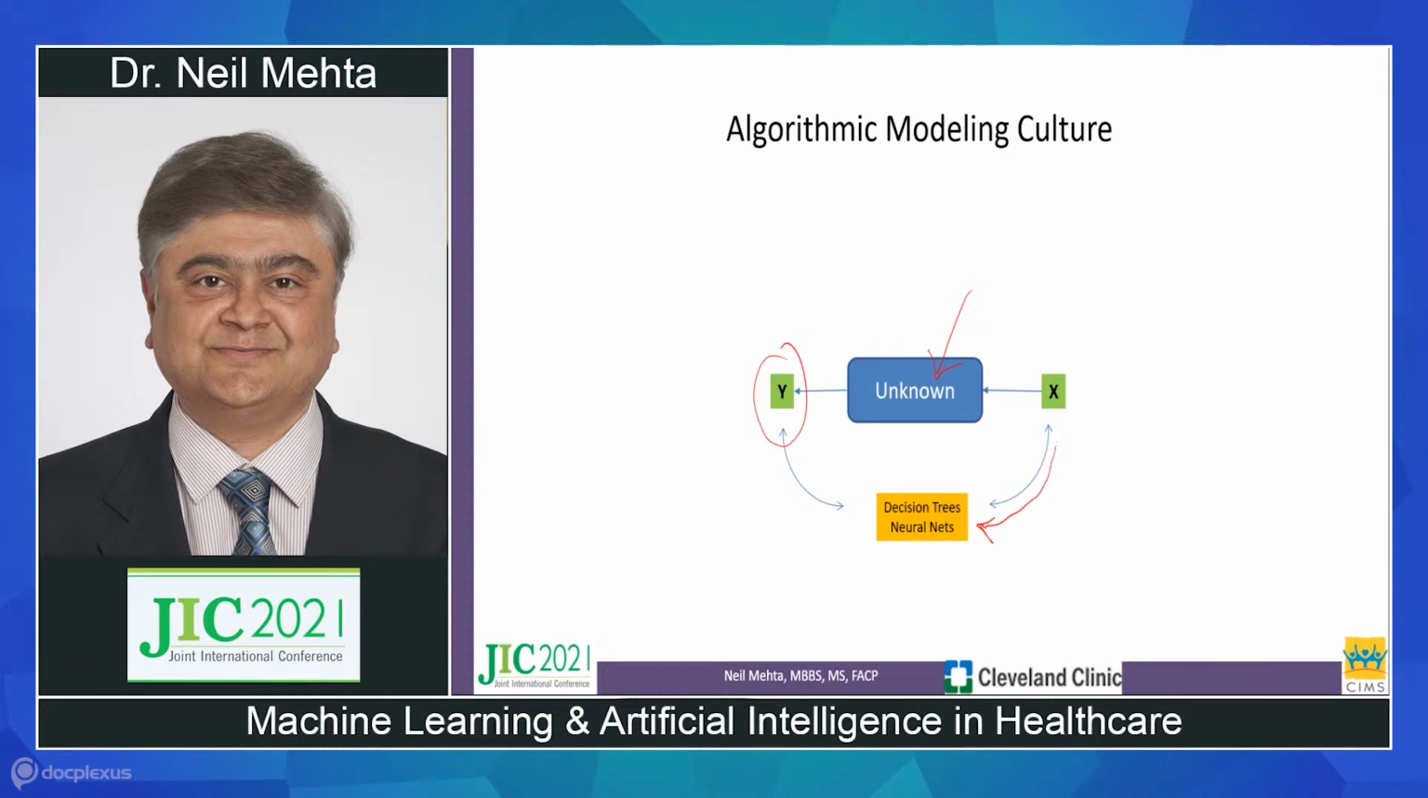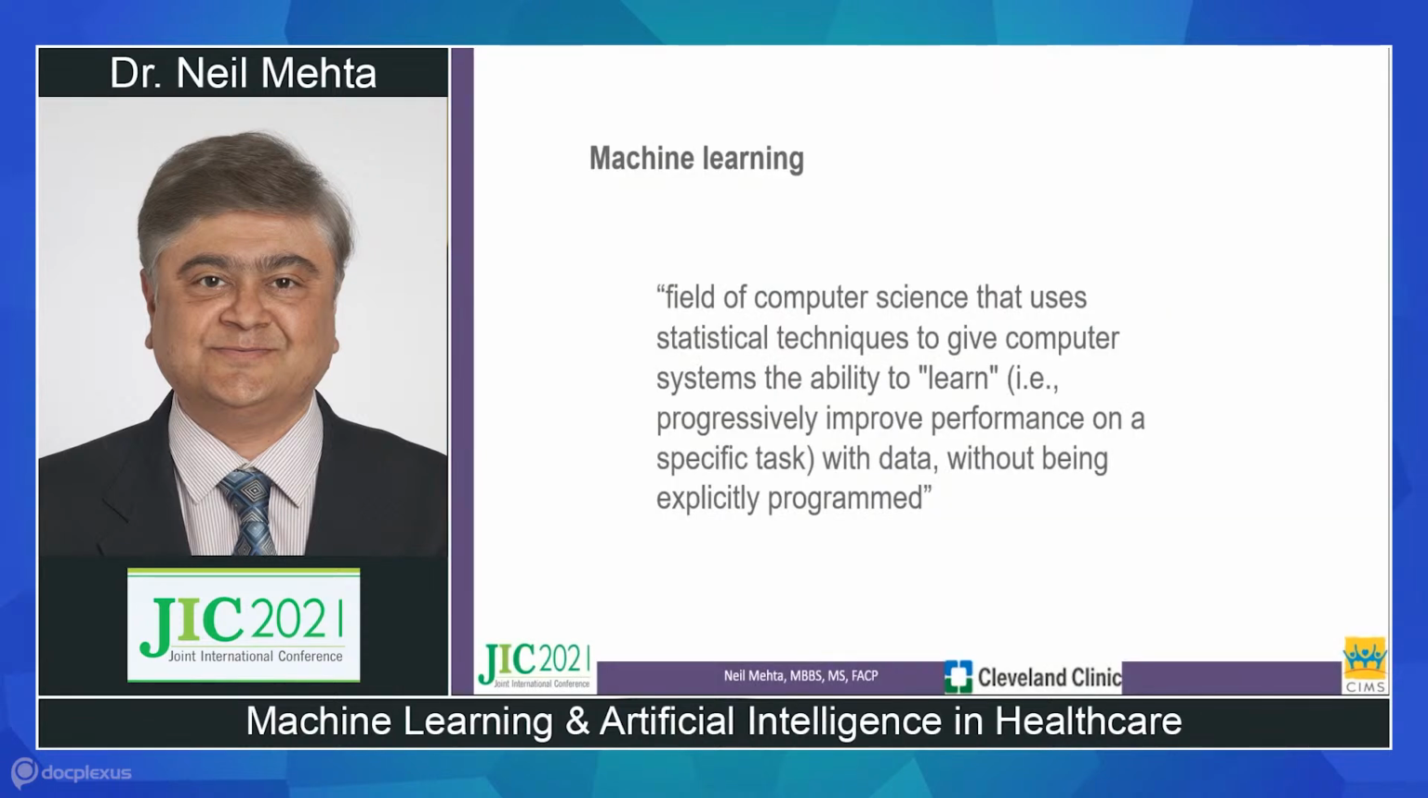And what they leave is a little black box here where normally you would try and understand the relationship between X and Y. Machine learning is more concerned with predicting the outcome rather than understanding the relationship. This is a commonly accepted definition of machine learning, that it is a field of computer science that uses statistical techniques to give computer systems the ability to learn with data without being explicitly programmed.